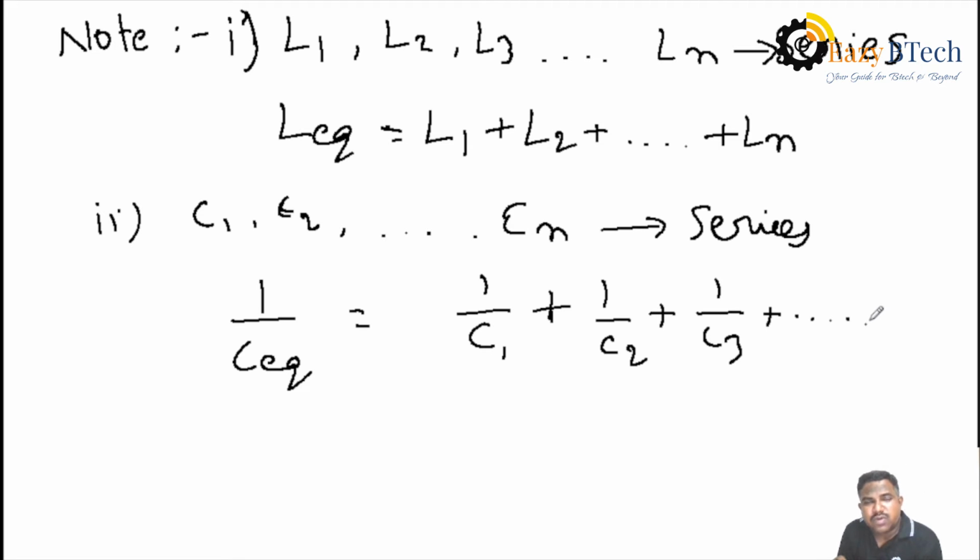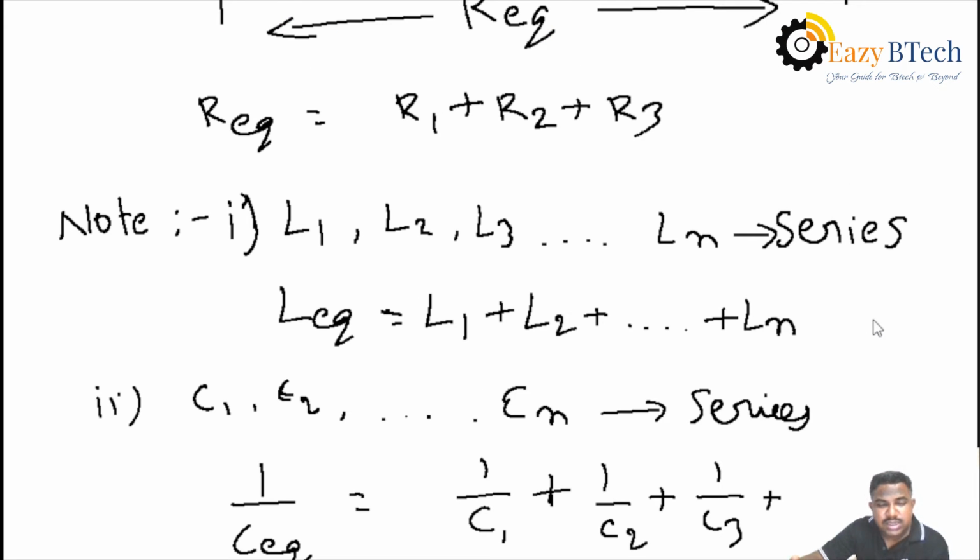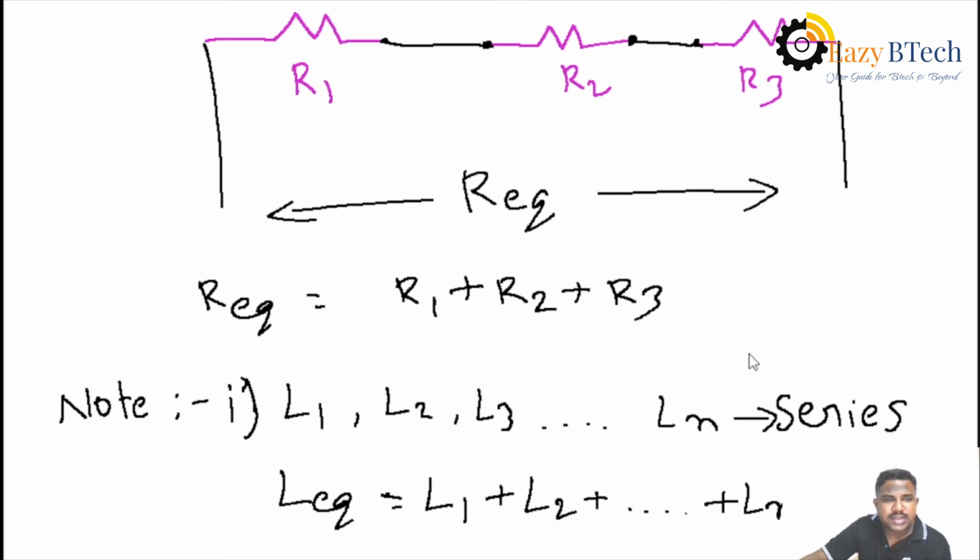These are the formulas for series connection for resistance, inductance and capacitance elements. Remember, in case of resistance and inductance, the equivalent values are the sum of all elements in series connection. But the capacitance will be the reciprocal: 1 by C equivalent equal to 1 by C1 plus 1 by C2 plus and so on. These are the equivalent formulas for series connection. In series connection, current is the same, that's why all elements are to be added.